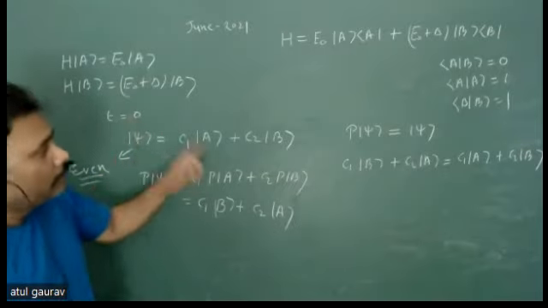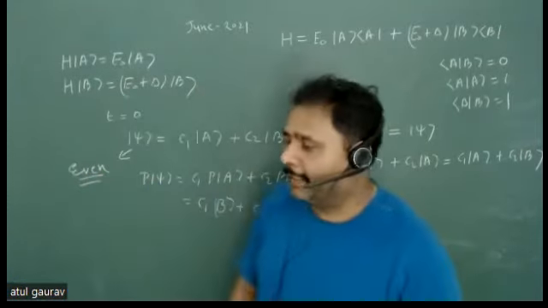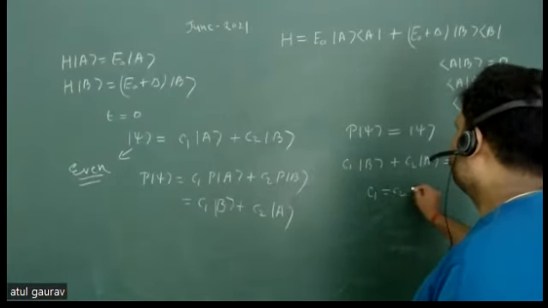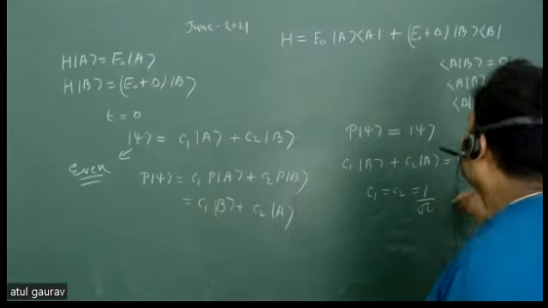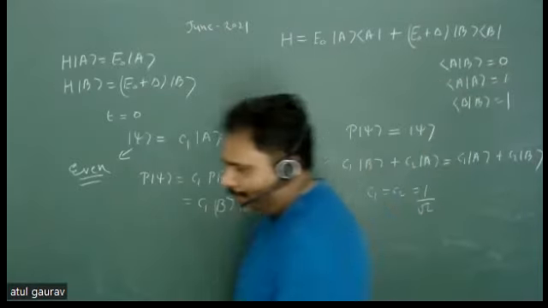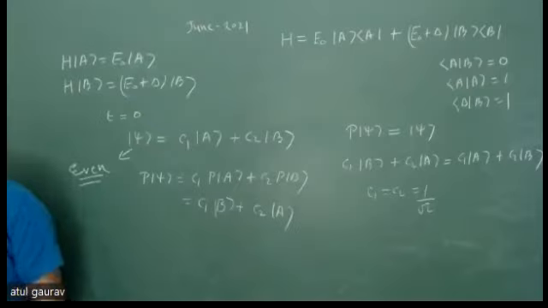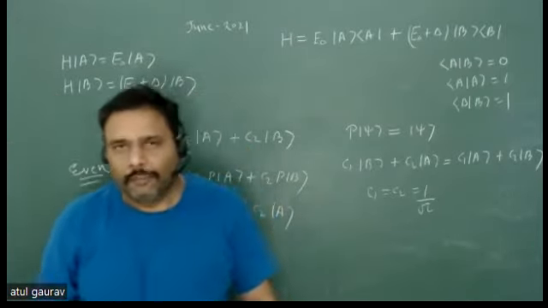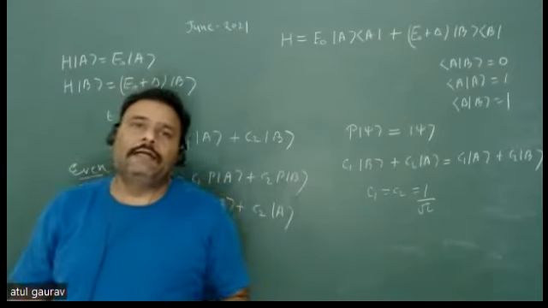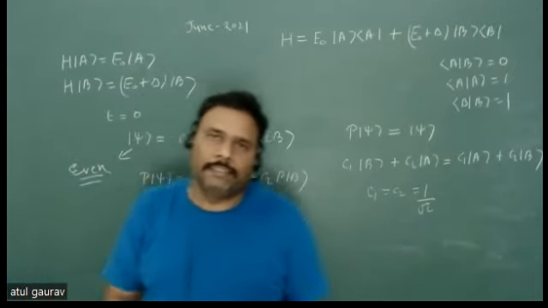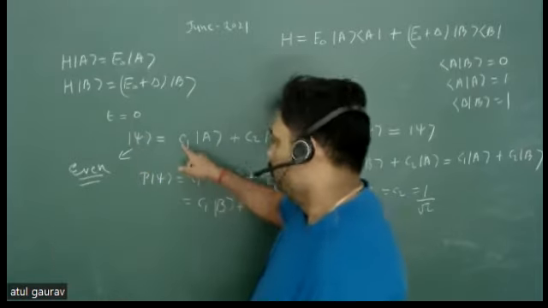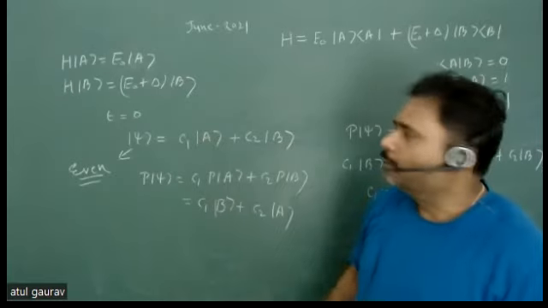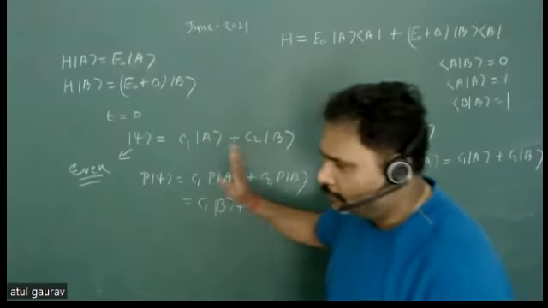If at t is equal to 0 this is your even parity, what are the values of C1 and C2? C1 is equal to C2, so 1 by root 2. I can take 1 by root 2 e to the power i theta, since you can take a complex number, but okay, take the real number, that is 1 by root 2. So now we can completely define our state at t is equal to 0, because unless you know C1 and C2, you cannot define your state completely.